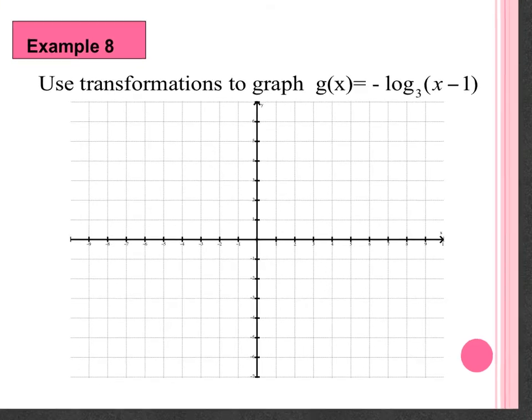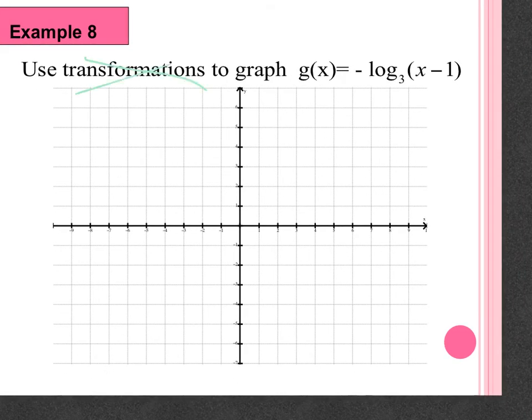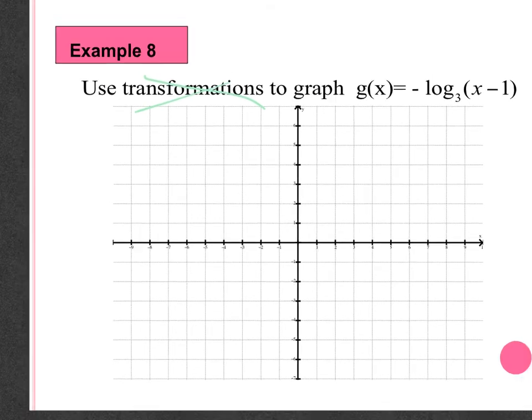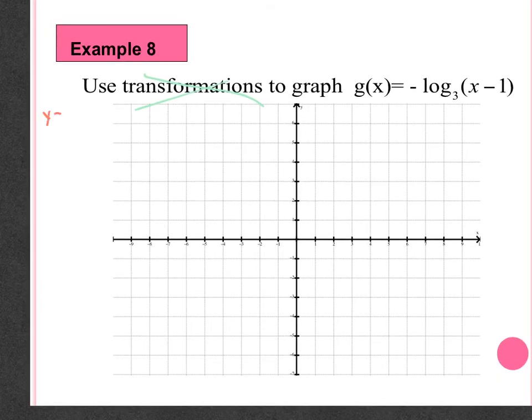All right. And again, instead of using transformations, we're going to plug in points because that's what you're going to do. But think about the transformations when you graph it to figure out if that's what your graph's supposed to look like. So first thing I'm going to do is make g of x, y. Y equals negative log base 3 of x minus 1.